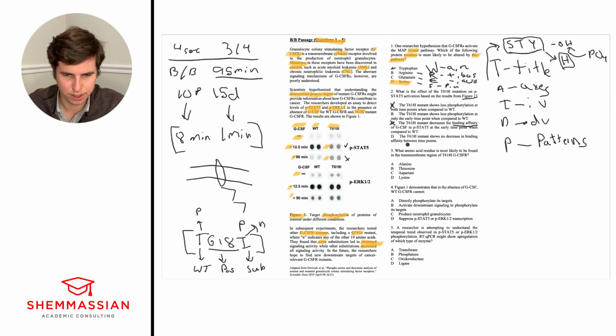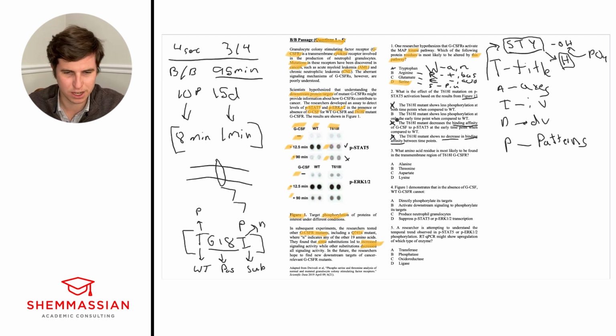And then last, the T618I mutant shows no decrease in binding. Again, we're talking about binding affinity. We're not talking about that in the figure. That wouldn't be answering our question at all, right? This could be a true statement though, right? The T618I mutant shows no decrease in binding affinity. I mean, we don't know anything about it. So it doesn't really show that. So it's actually not a true statement. The figure does not show us that we have no decrease, and we don't know anything about it, right?